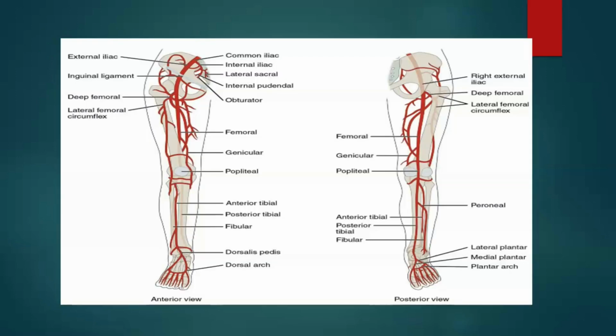So this is the basic anatomy that everyone is aware of. We have the common iliac artery, external iliac artery, and the femoral artery, and these are the anterior and posterior tibial arteries, and then this is the profunda. This is how it is dividing, making the dorsal arch and the plantar arch. So everybody is aware of this.